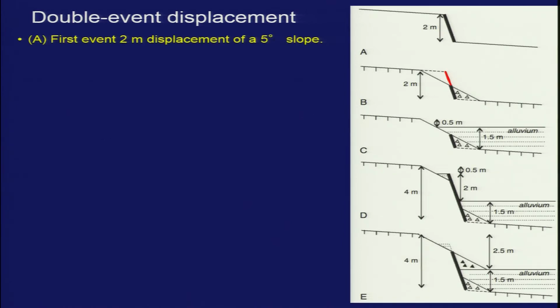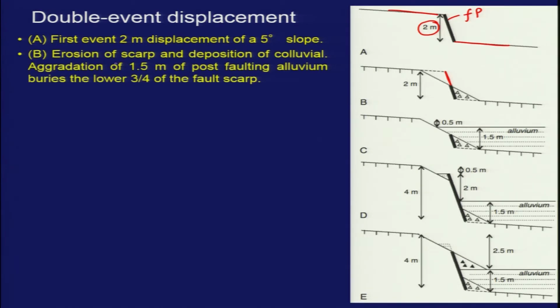The first event: 2 meter displacement, where this surface and this surface were the same pre-faulting surface, displaced along this fault. So this is your fault plane. Now we are talking about B here: erosion of the scarp and deposition of the colluvial material. So you see this as a colluvial material.